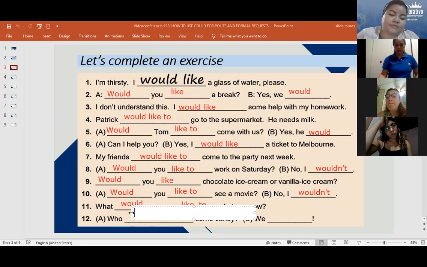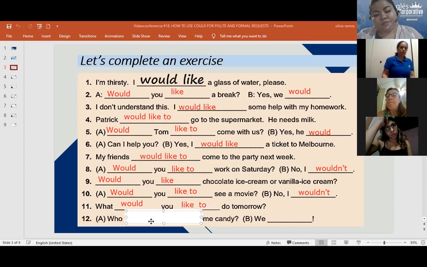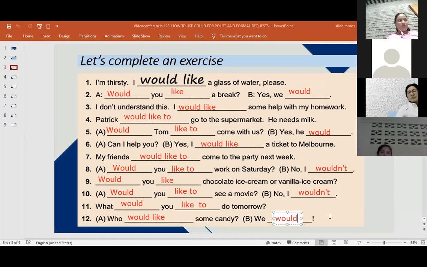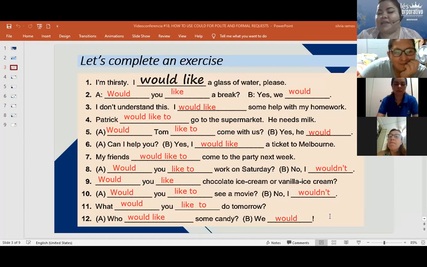Quiero ver. Fátima? He's not here. Who would like some candy? Some candy. Okay. Continue. Excuse me. Oh, I'm sorry. Teacher, I can see the compliment. We would. Okay. Would you like some candy? We would. Would you like some pupusas? We would. Right. Would you like some empanadas? We would. Right.